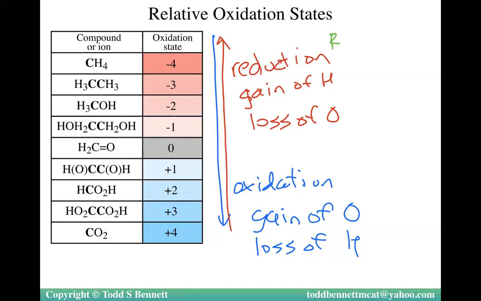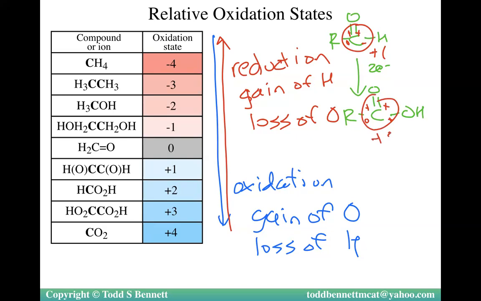So if I were to go from an aldehyde to a carboxylic acid, I gained a bond to O. I went from 2 bonds to O to 3. I lost a bond to H. I went from 1 to 0, which means this should be oxidized by 2 electrons. Double check: 0 plus, plus, minus. This is +1. In the end, it is 0 plus, plus, and plus, +3.